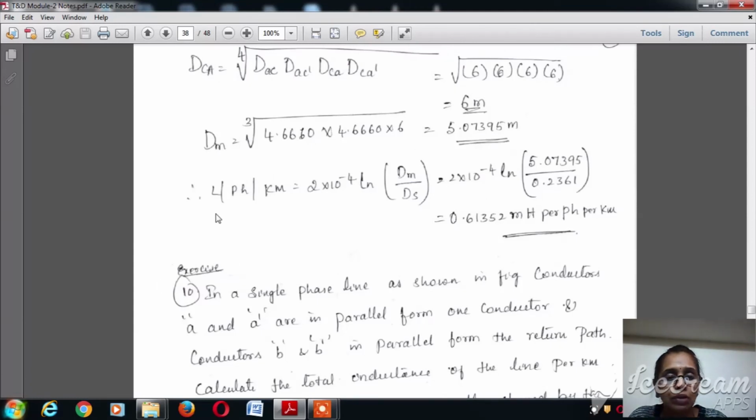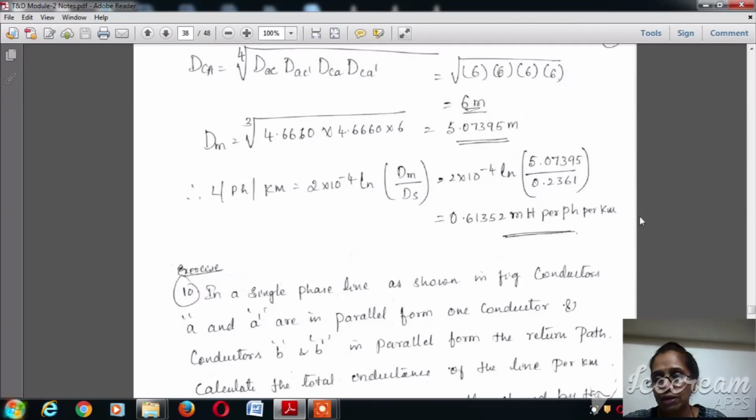Now inductance per phase per kilometer is 2 into 10 to the power minus 4 into ln Dm divided by Ds, is equal to 2 into 10 to the power minus 4 ln. Substitute the value of equivalent Dm, 5.07395 divided by 0.2361. We get the value of 0.61352 millihenry per phase per kilometer.